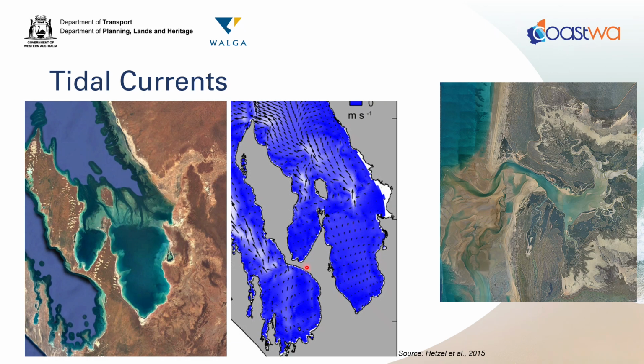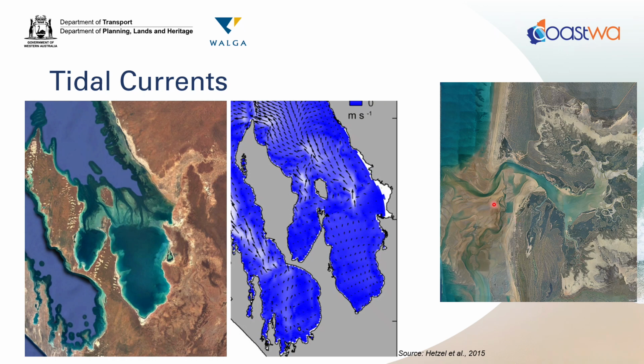There's some modelling that's been completed in those areas, which basically shows the current speeds associated with different tidal conditions. In this, the larger the arrow, the higher the current speeds. And you can see that we've got some very large currents coming out of this area. And what that does is actually helps to erode through these banks and creates some scour channels as a result of the currents themselves.